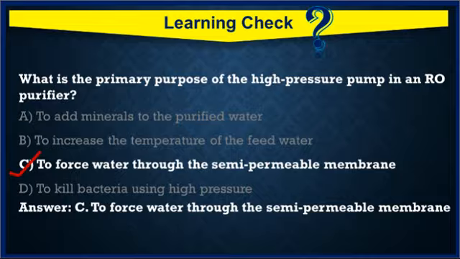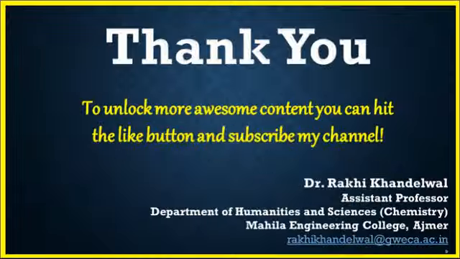Yes, you are right. Option C is the correct answer. That is, the high pressure pump is required to force the water through the semi-permeable membrane, because we are carrying out the reverse osmosis process, for which external pressure needs to be applied so that the water molecules can move in the reverse direction. So that's all for today's video.